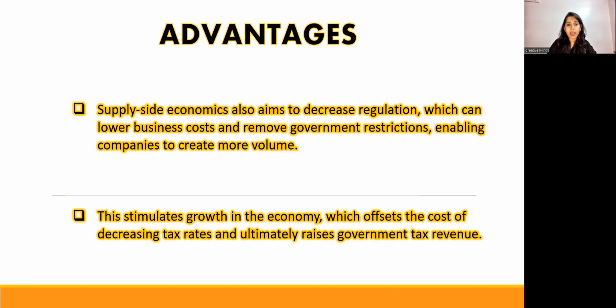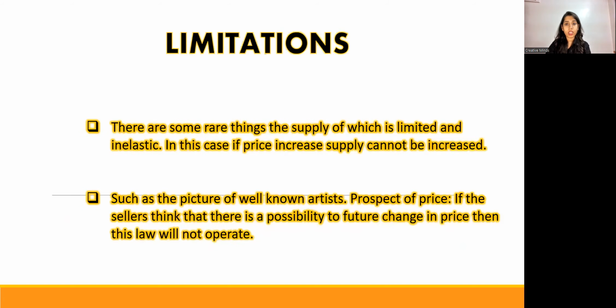Advantages. Supply side economics aims to decrease regulation, which is a cost, lower business costs, and remove government restrictions, enabling companies to create more volume. The second advantage is that it stimulates growth in the economy, which offsets the cost of decreasing the tax rate and raises government tax revenues.